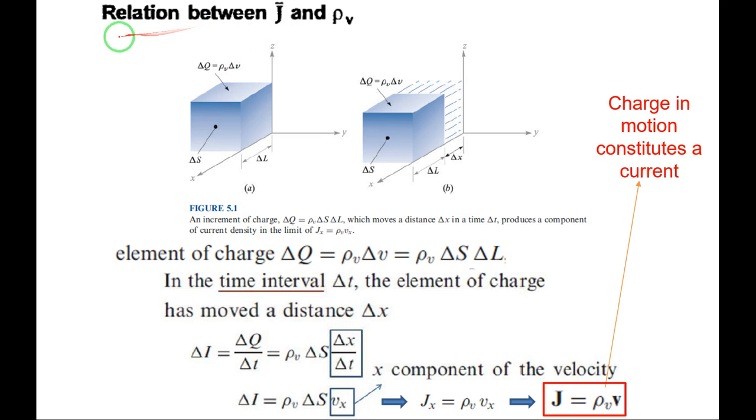Next, we will try to establish the relationship between the current density J and the volume charge density rho V. Simply, I can say that charges in motion constitute current. What is J? Current passing through unit surface area. This is the volume charge density. If this volume charge is moving with a certain velocity, then it is related to this current. That we will see, how they are related. So this is the final equation we are getting.